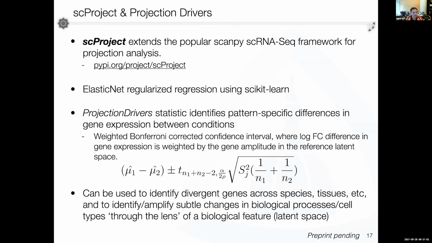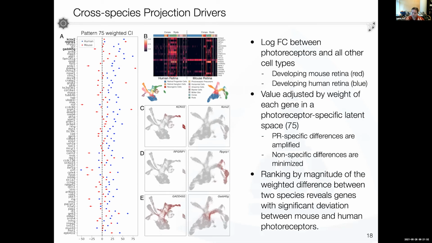Very quickly, I'm going to mention that we have another tool that extends this. This is scProject. We're going to release the preprint for this in a week or so. So if you're interested in using this in a Python work environment, you can also use scProject instead of projectR. And this uses a different elastic net regularized regression, which has additional benefits that I don't have time to go into here. But we've also developed a projection driver statistic that identifies pattern-specific differences in gene expression between conditions.